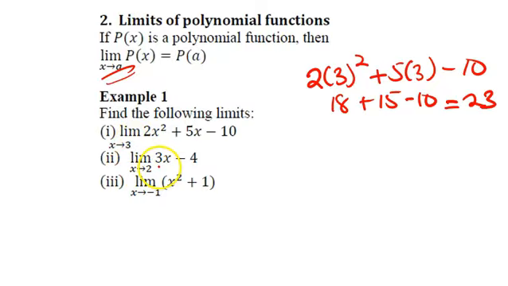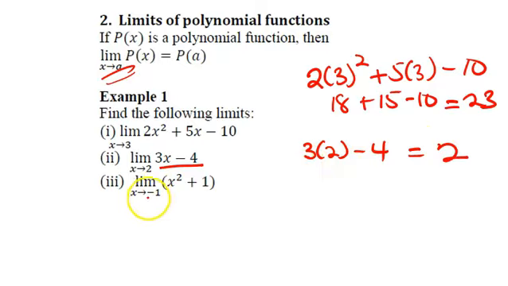The second one is also a polynomial. So if you want to find the limit as x tends to 2, then it means that you plug in 2 in the function. This is what we are going to have: 3 times 2, that will be 6. 6 minus 4 is 2.